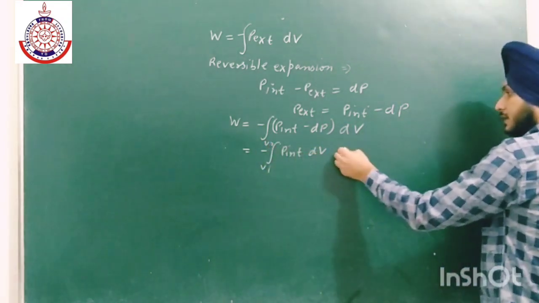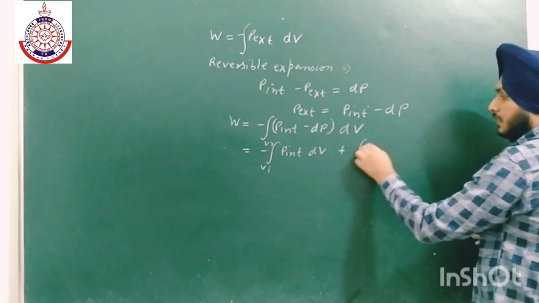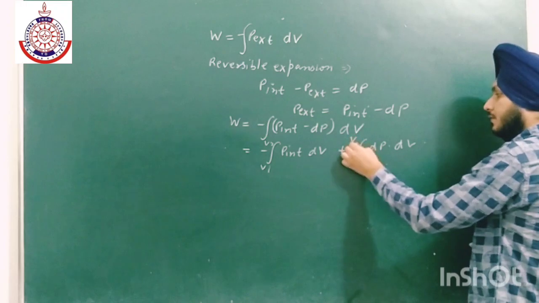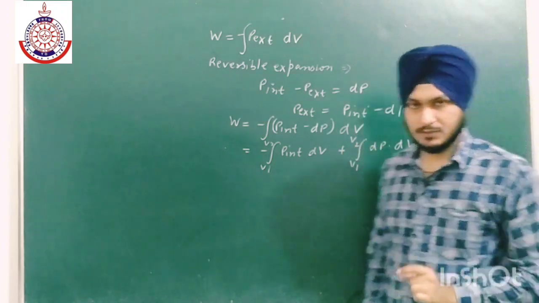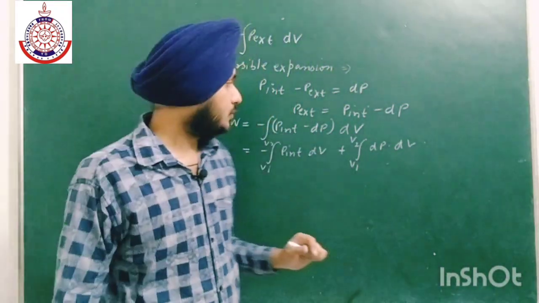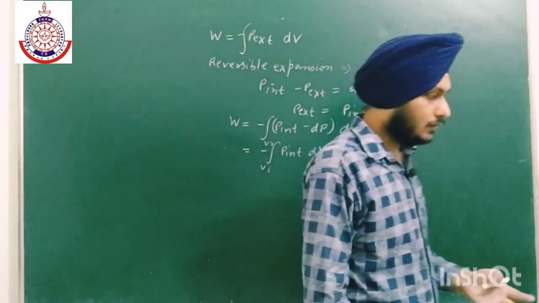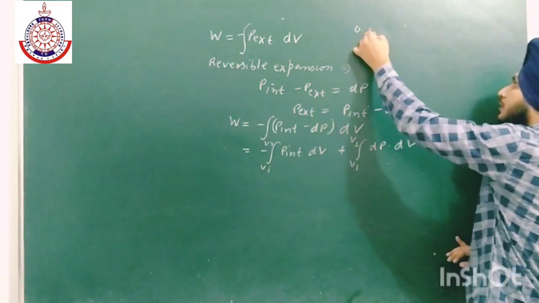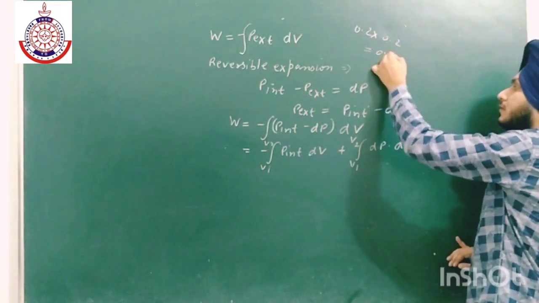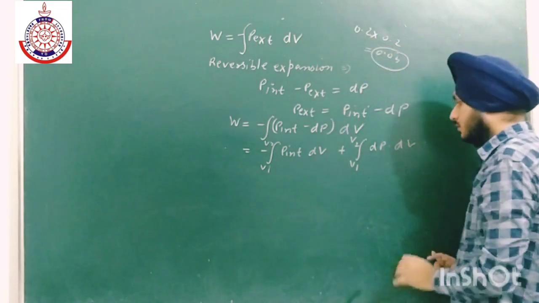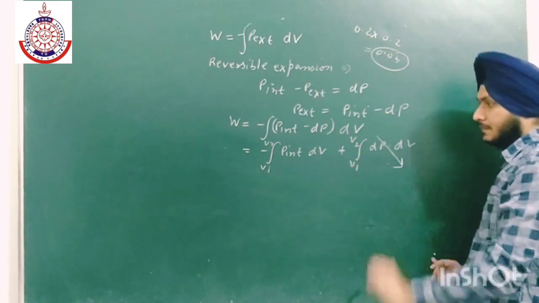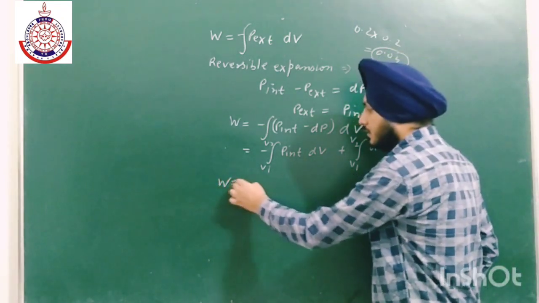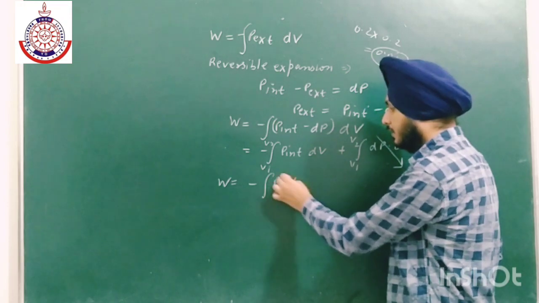We have minus plus integration dV into dP, from V1 to V2. Now these two are very small terms, and if we multiply two small terms, we will get an even smaller term, like we have 0.2 into 0.2. We will get 0.04, which is even smaller than 0.2. So we can easily neglect this term. And we are left with W is equal to minus P internal dV.